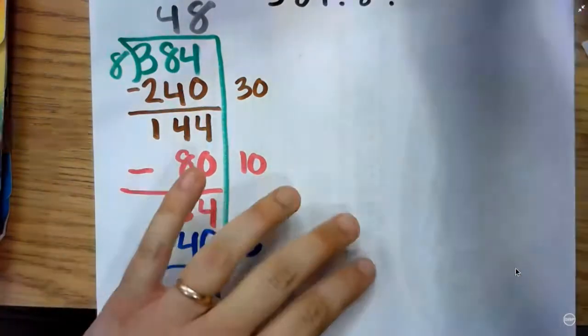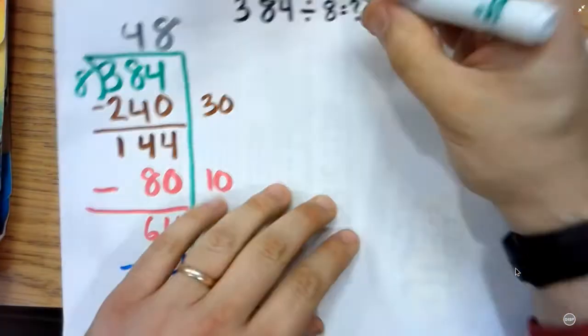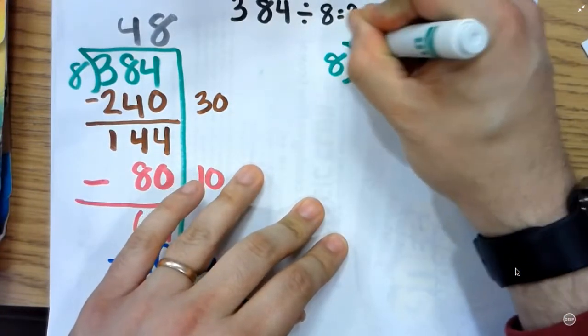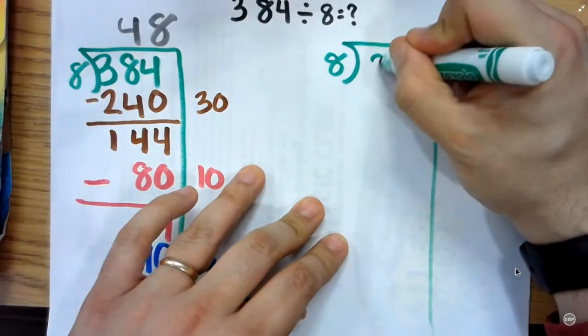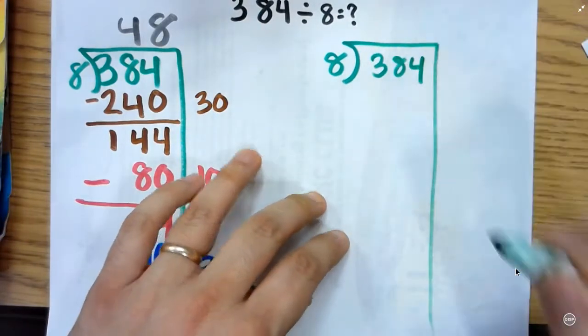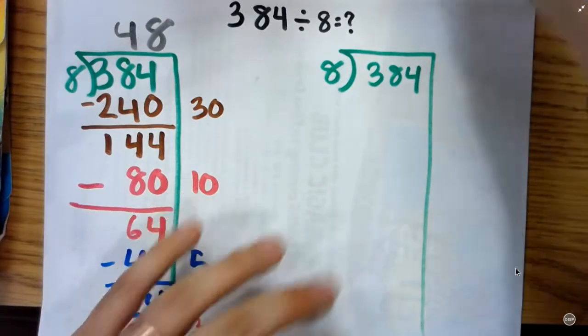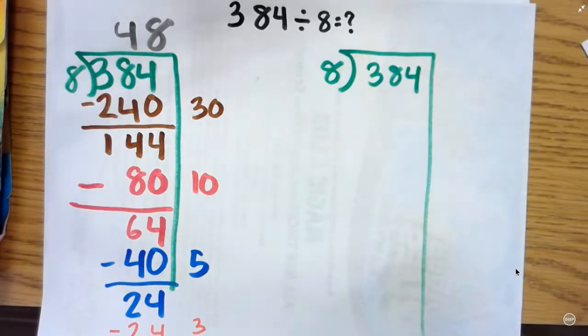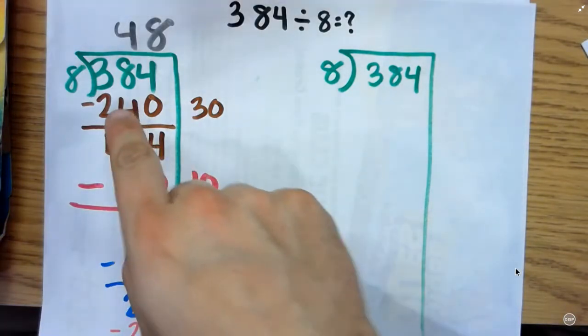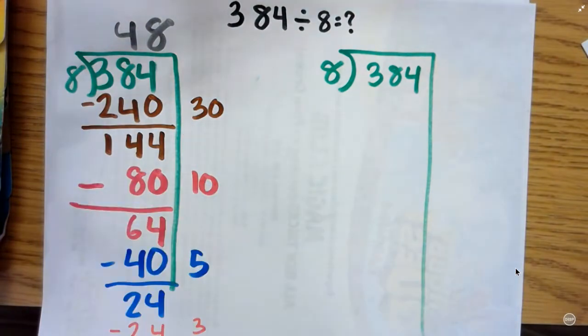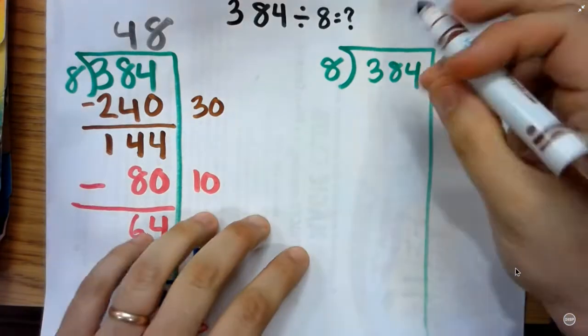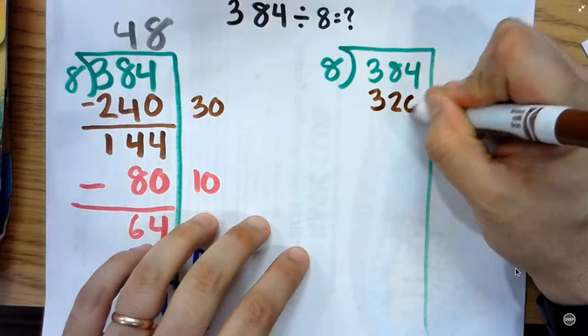But once again, I can do this problem in any number of different ways. Let's try it in another way. 8 into 384. So we're going to start off here. Let's see, before I did a divide, I took out 240 because I know I could do 240 divided by 8. Let's do 320 this time.